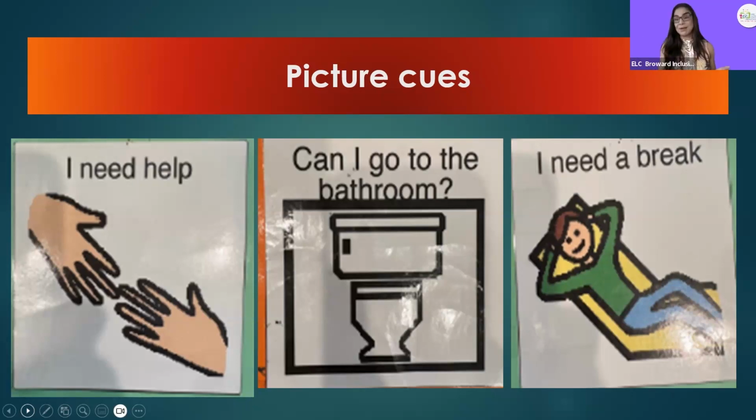You're being preemptive. Honestly, you're being proactive, providing language and minimizing frustration. You're starting to understand what that child is telling you they need, instead of that whole big guessing game.